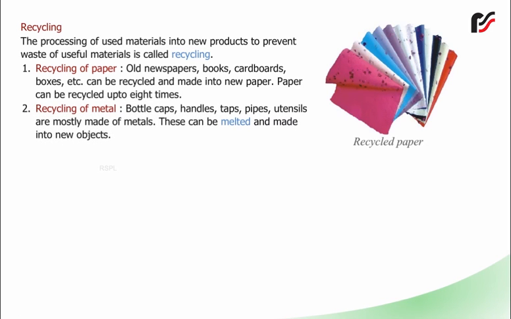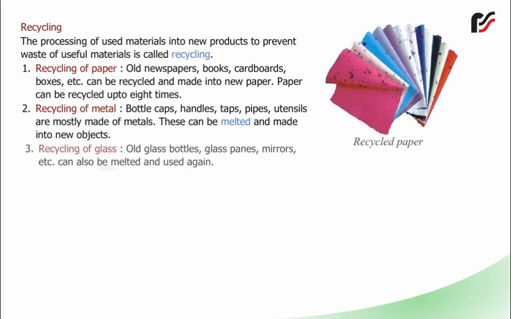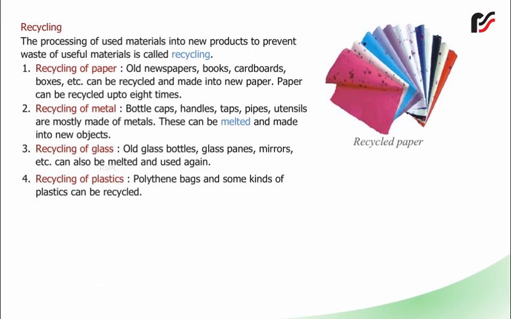2. Recycling of metal. Bottle caps, handles, taps, pipes, utensils are mostly made of metals. These can be melted and made into new objects. 3. Recycling of glass. Old glass bottles, glass panes, mirrors, etc. can also be melted and used again. 4. Recycling of plastics. Polythene bags and some kinds of plastics can be recycled.